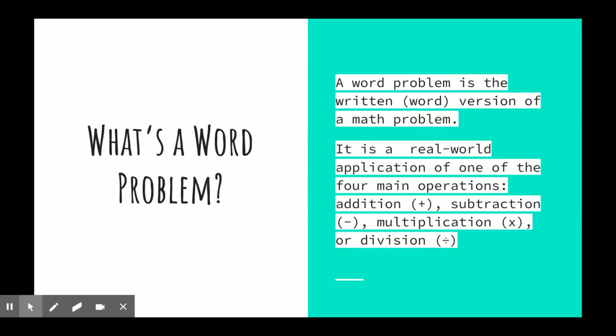So what's a word problem? Well, a word problem is the written or word version of a math problem. It's a real-world application of one of the four main operations. We've already discussed addition and subtraction word problems. Today, we're going to go over multiplication and division word problems.